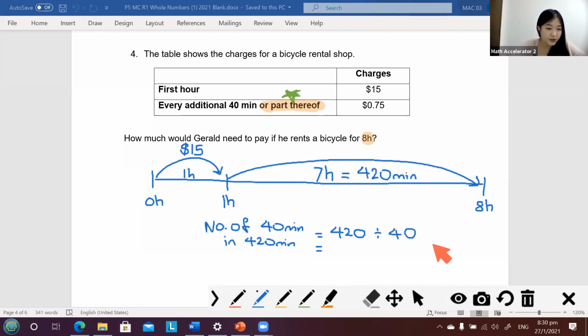10.5, yes. So 10.5, all of you. So there are 10.5 40 minutes, which means there are 10 complete 40 minutes over here. But how about the 0.5? That means it is almost 40 minutes. So do we still need to count that in?